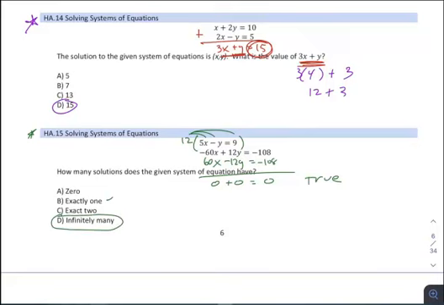If you happen to get some number where 0 is equal to some other number other than 0, then that means that there would be no solutions, or 0 solutions. And so that's the different possibilities, right? If you get y equals a number, there's 1. If you get 0 equals 0, then it's true for all numbers, so infinitely many. And if you get 0 equals some non-zero number, then it's no solution. Okay, so this one here was just the infinitely many.